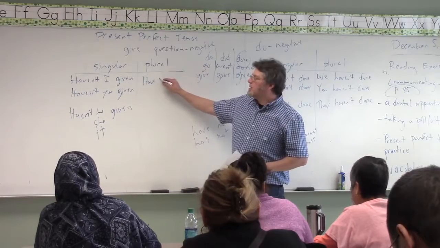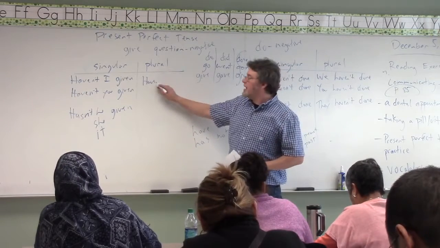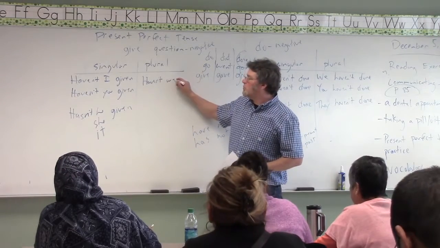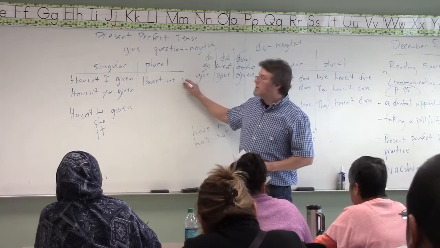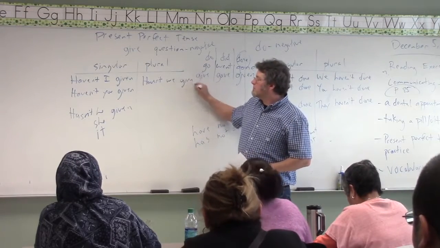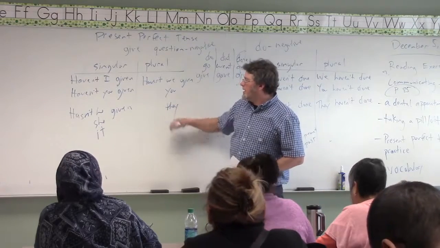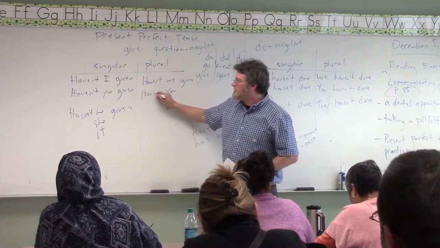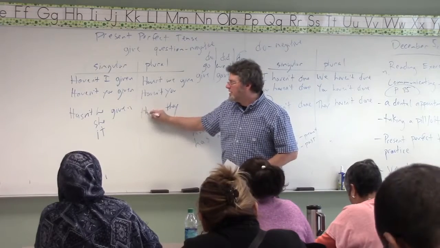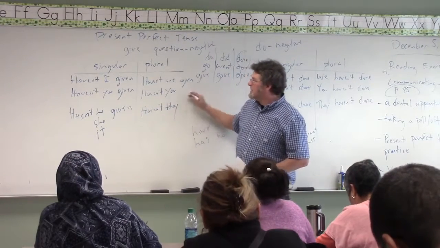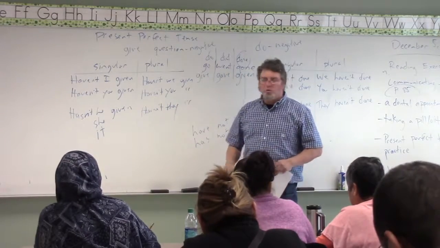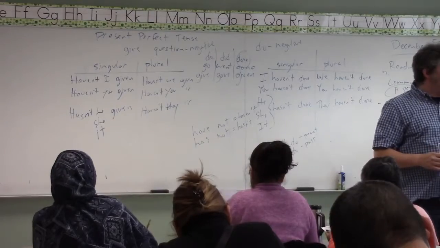Plural, we, so it's haven't we, and then main verb, given, and then you, and they. And these are all going to be the same for the plural, using haven't, and then the past participle would just be given. Okay, that's all for today.